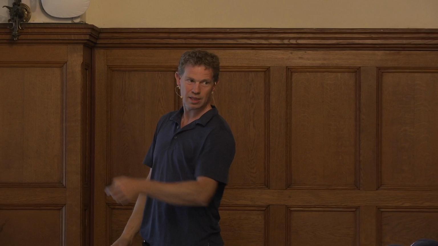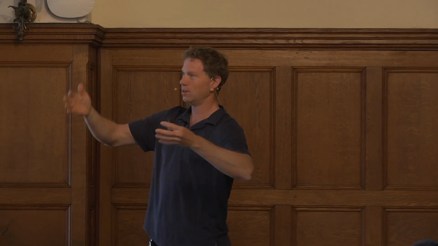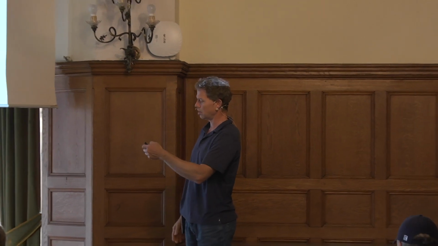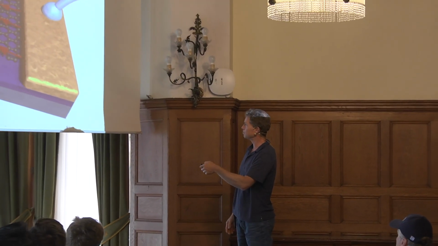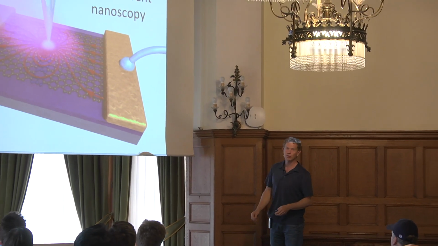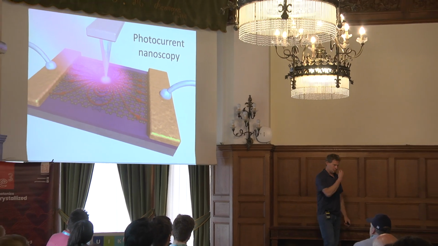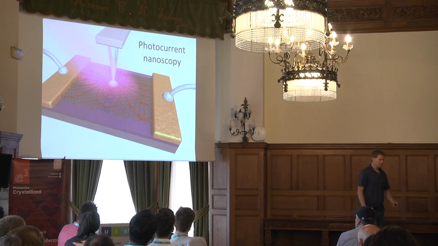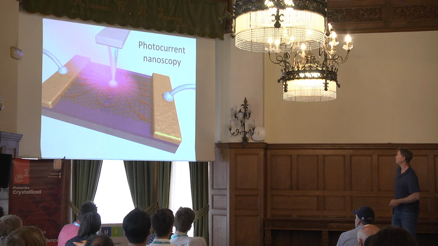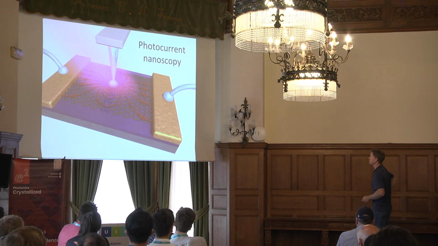Photocurrent nanoscopy is easier to understand because there's only one place where I shine light, okay? Of course, there's light coming from far field, but for now, just let's assume there's just a local light source, okay? And that comes, of course, from the SNOM tip that is illuminated by light, which can be visible light, infrared light, or terahertz.